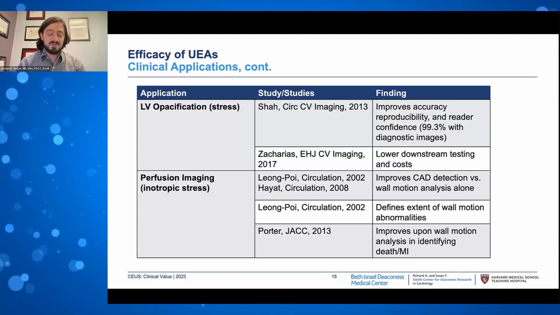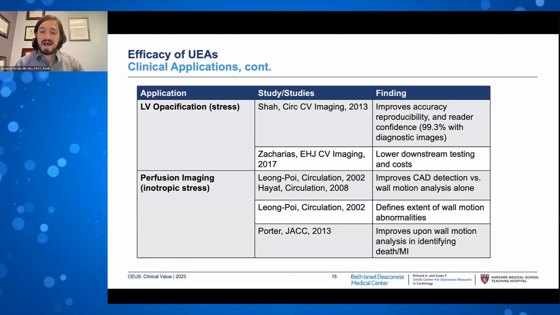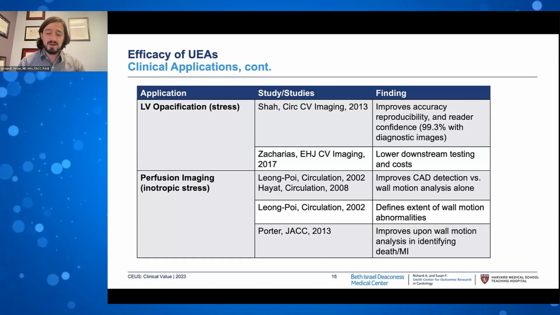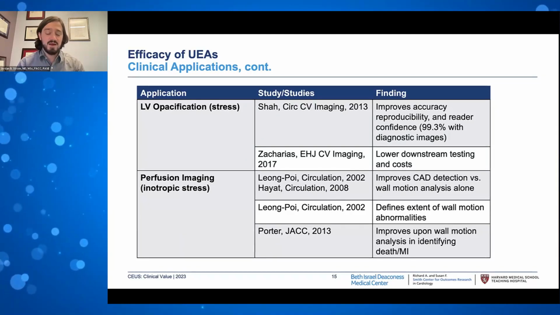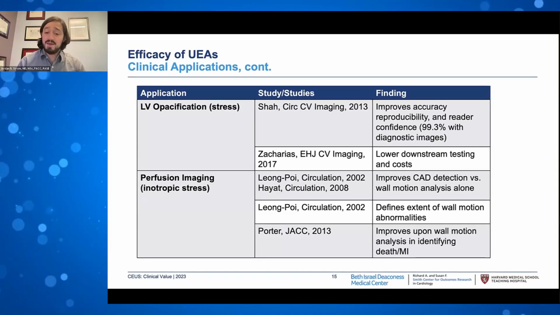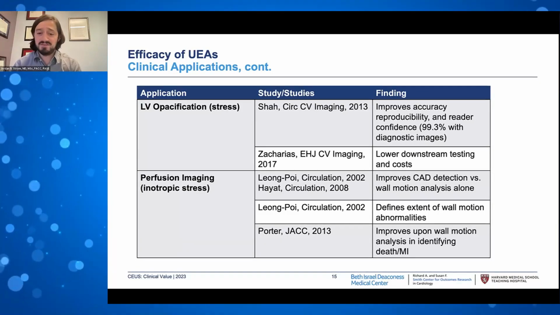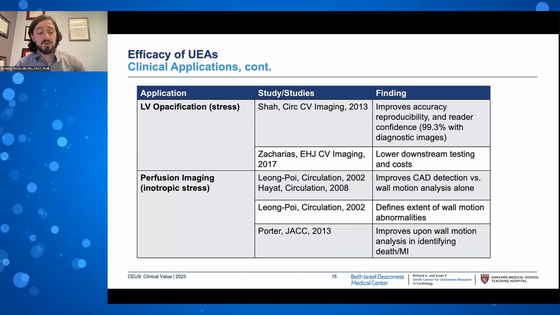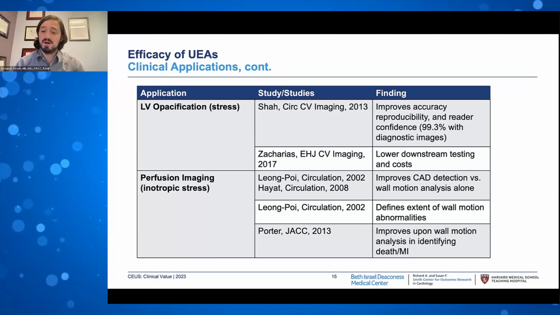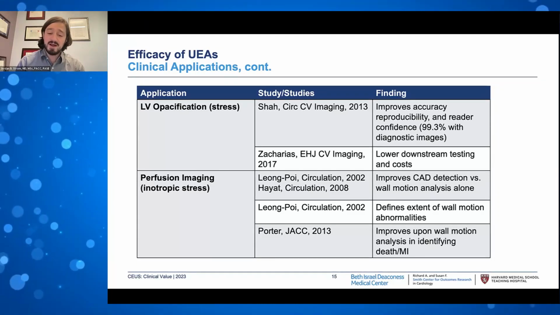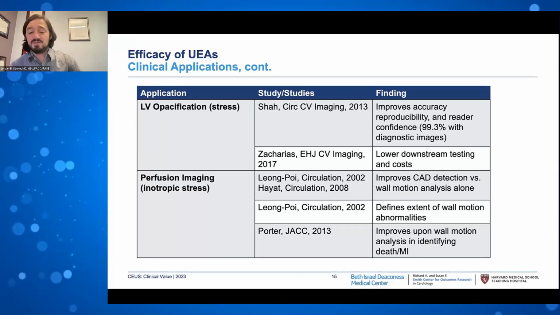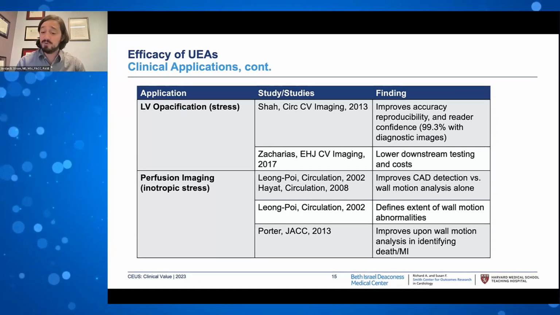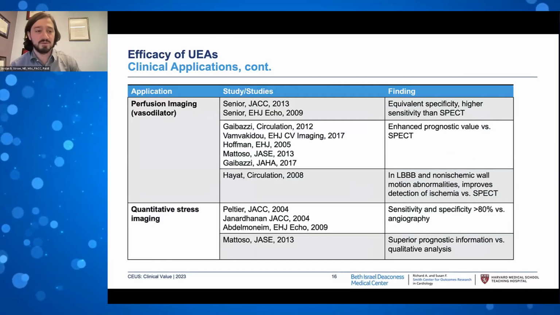For left ventricular opacification, it improves accuracy, reproducibility, and reader confidence. 99.3% compared to with diagnostic images. And ultimately it may be associated with lower downstream testing and cost because of improved decision-making capacity. For using perfusion imaging or inotropic stress, it can improve the detection of coronary disease versus wall motion analysis alone, and can define the extent of wall motion abnormalities, and improves upon wall motion analysis in identifying those at risk for death and subsequent myocardial infarction.